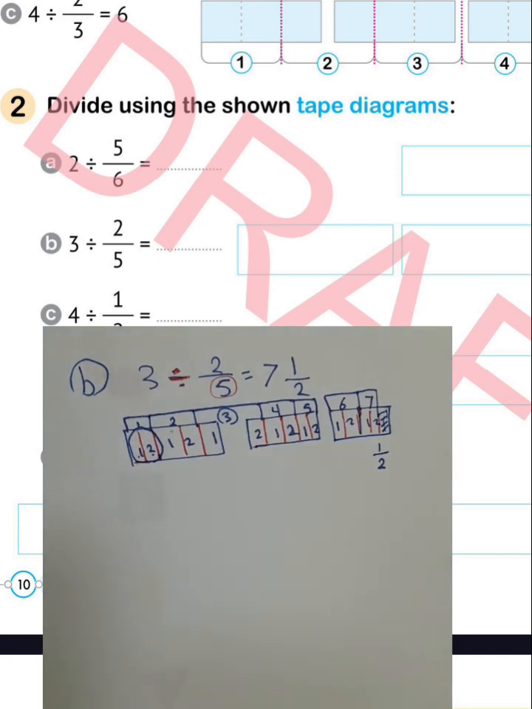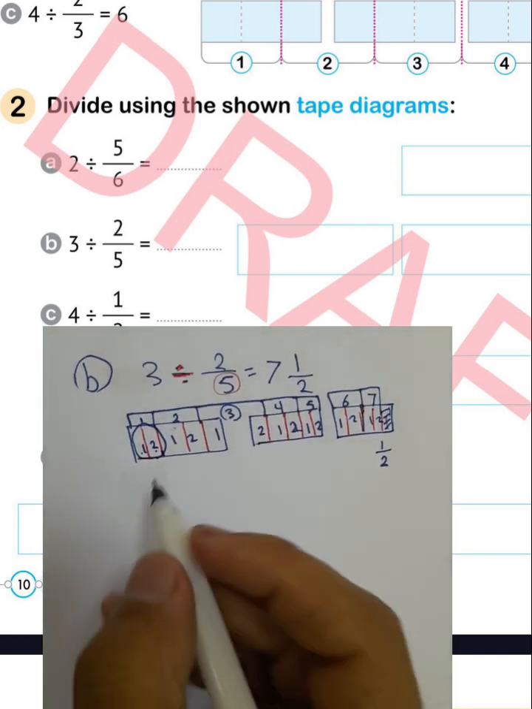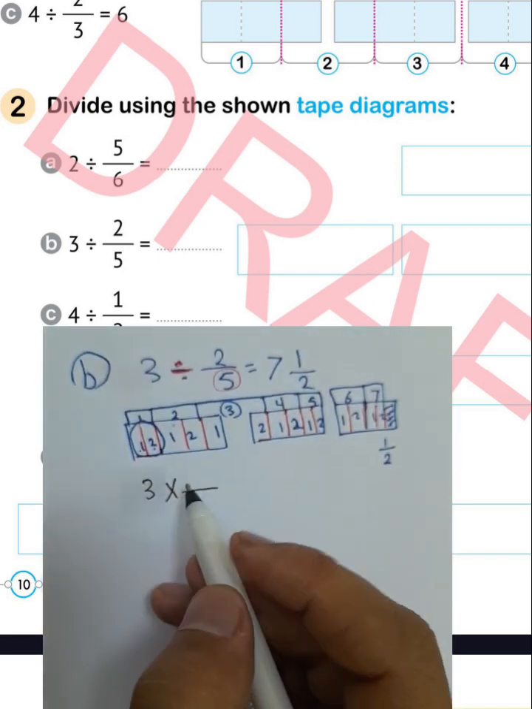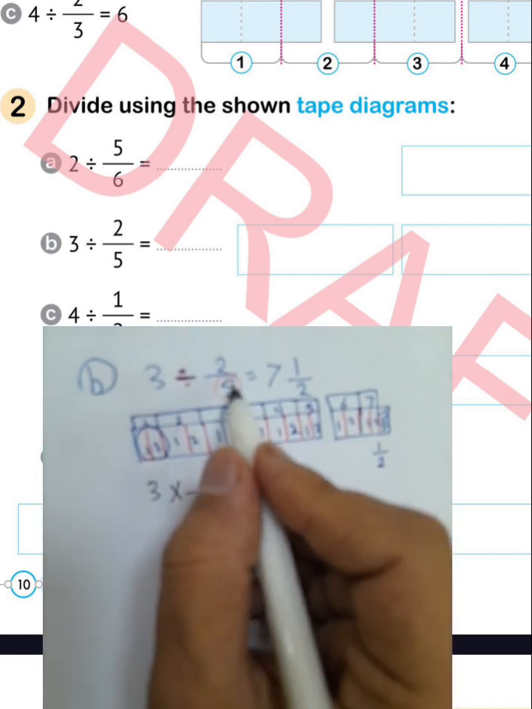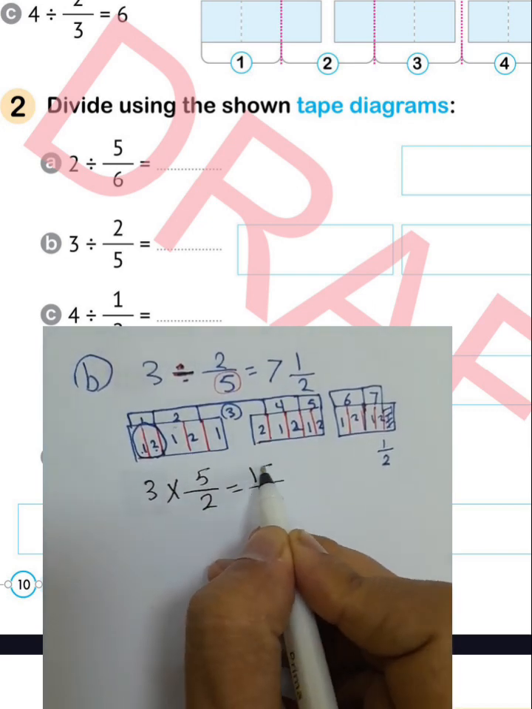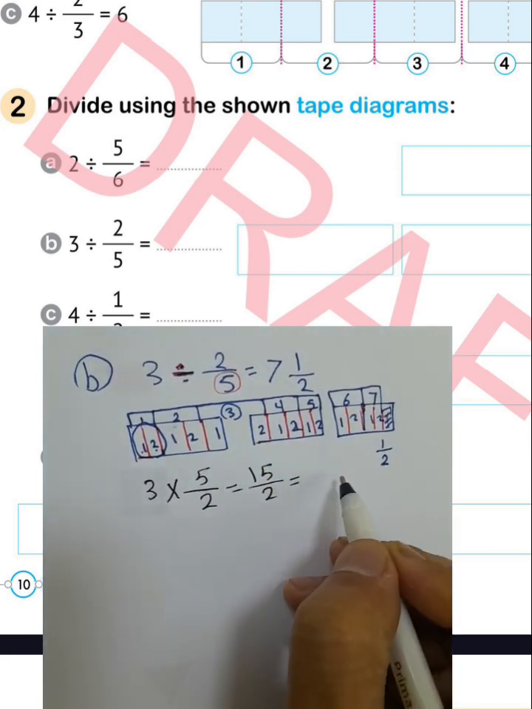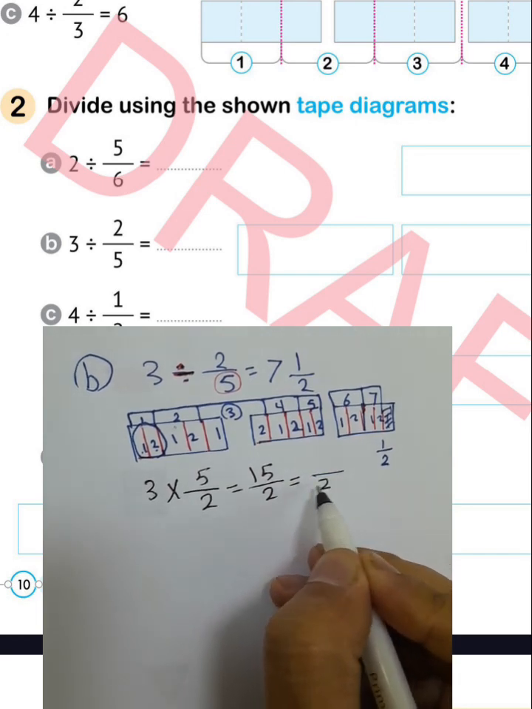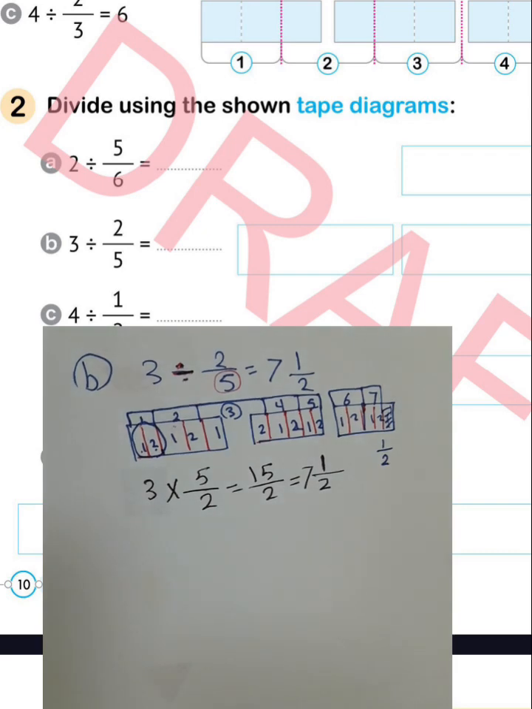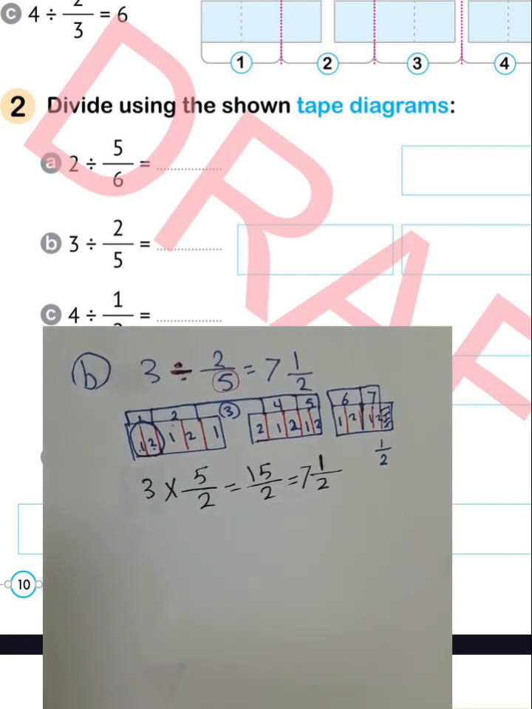Okay, and then you can explain it here by using the method of converting from division to multiplication and writing the inverse of it, to be 5/2. 3 times 5 = 15, 15/2. And then divide: 15 divided by 2 = 7, and the remainder 1, then the result will be 7.5. It was question letter B.